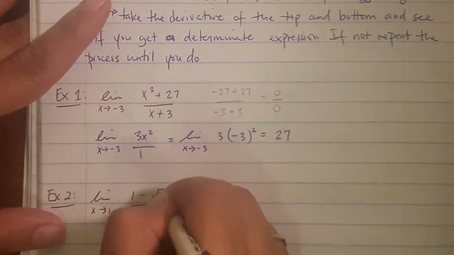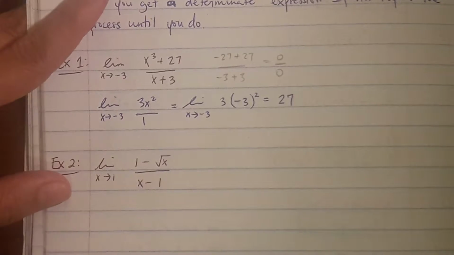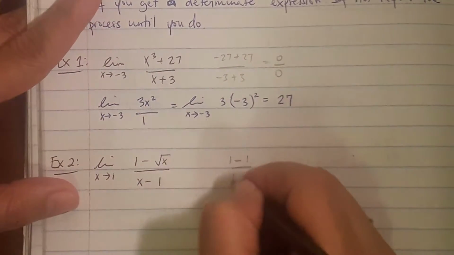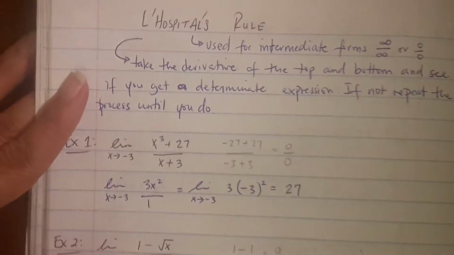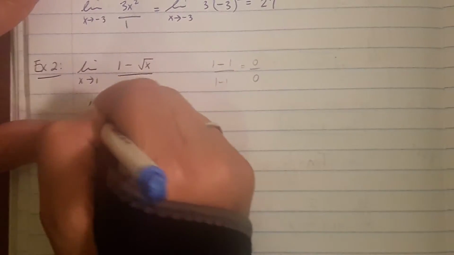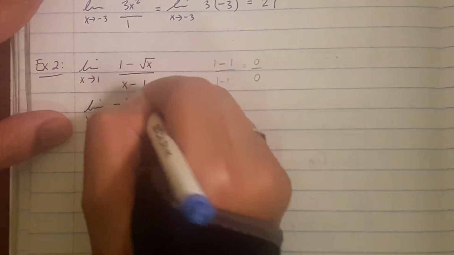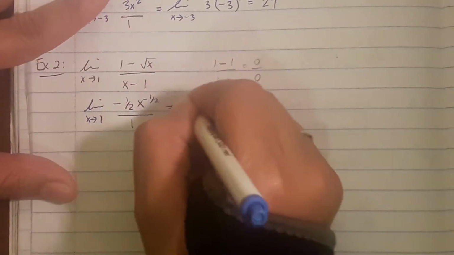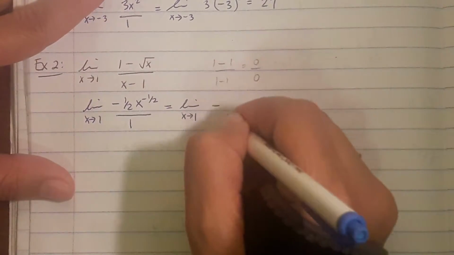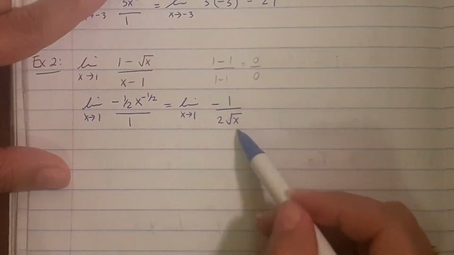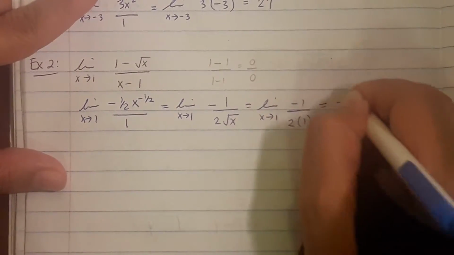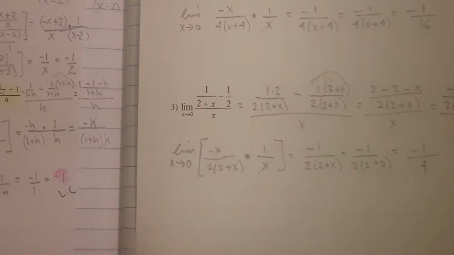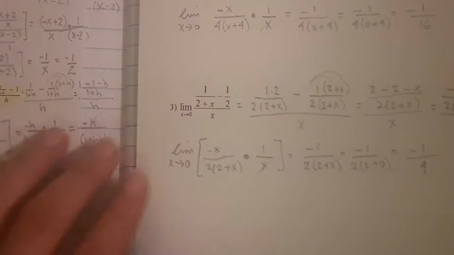So the limit as x goes to 1 of 1 minus square root of x over x minus 1. Again, check that it's indeterminate, so plug in 1. We're going to get 1 minus 1 over 1 minus 1, which is 0 over 0. And then take the derivative of the top and the derivative of the bottom. So you're going to get negative 1 half x to the negative 1 half over 1. And then put that on the bottom, so you're going to get negative 1 over 2 square root of x. And then plug in 1, and you're going to get negative 1 half. And we're going to check our answer from our previous notes. We see that it's negative 1 half. Nice and easy, right? This is my Christmas gift to you.